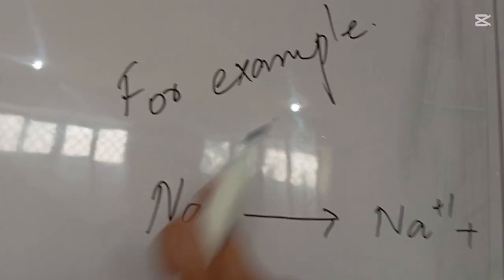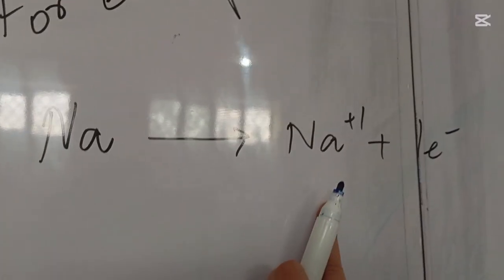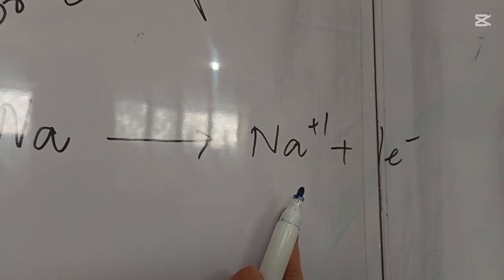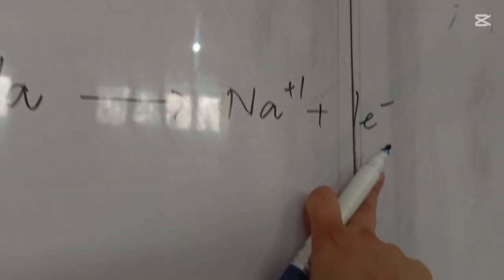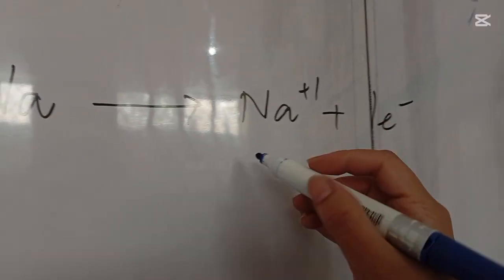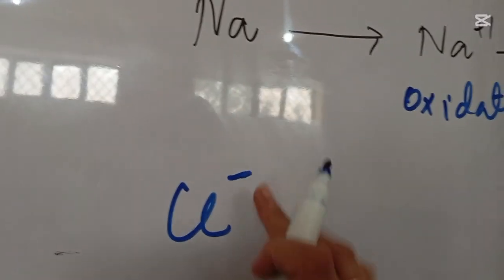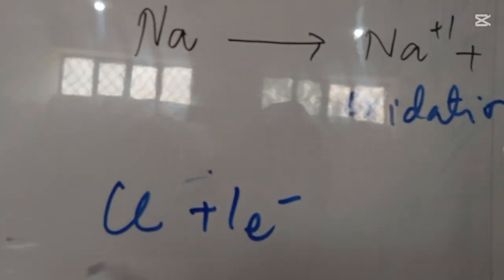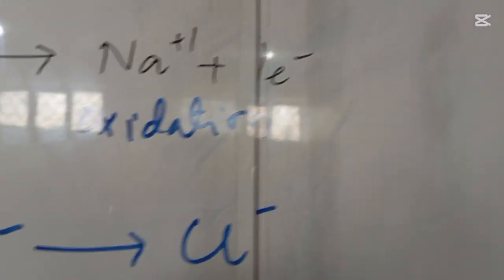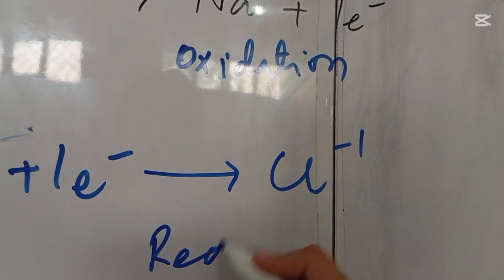For example, the sodium metal loses its one and only electron from its valence shell and forms a sodium cation, which is known as oxidation. We would say that sodium undergoes oxidation. Similarly, if the chlorine non-metal undergoes the addition of an electron, the electron is added into the chlorine and forms the chlorine anion. So we would say that a gain of electron has taken place, and it is known as the reduction reaction.